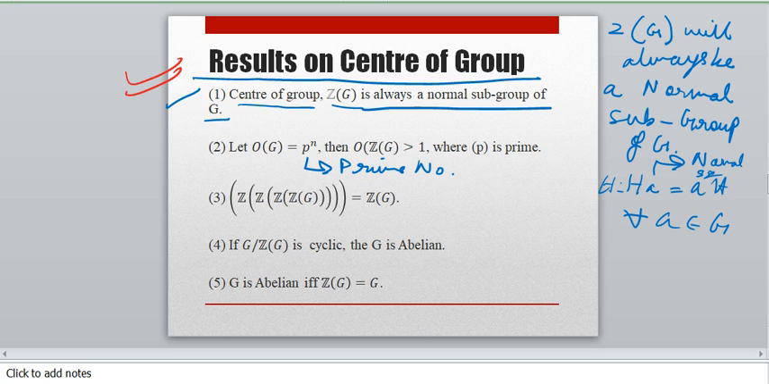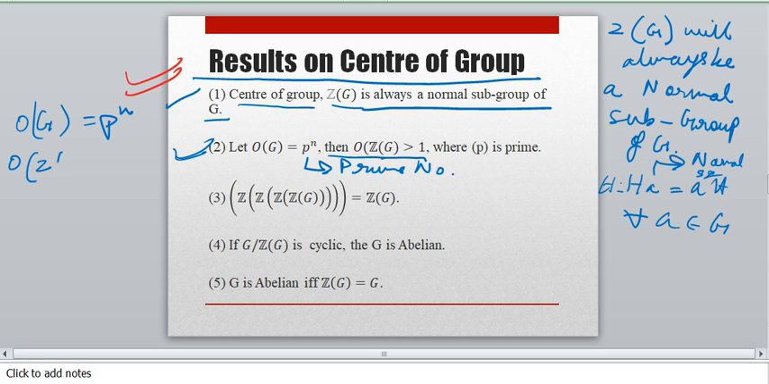Okay. So if the order of G, let the order of G be p to the power n, so the order of G is equal to a prime number to the power n, then the order of Z(G) is greater than 1, where p is a prime number.